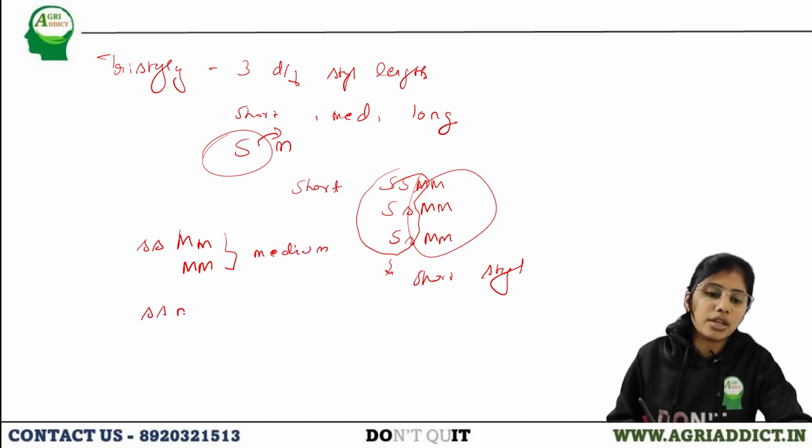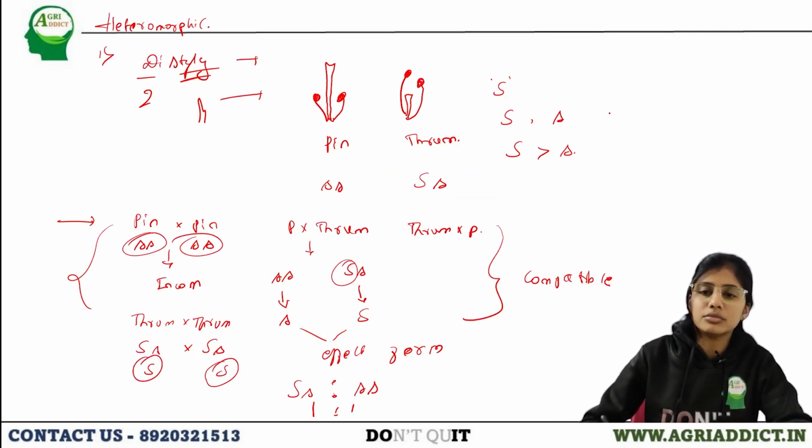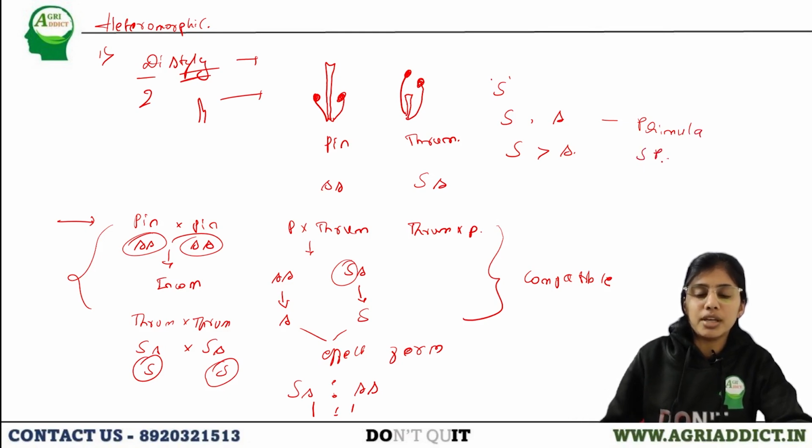So when both are in recessive condition, they will give a long style length. So this is a tristyly. So distyly condition is operative in case of primula and sweet potato. It will be operative.